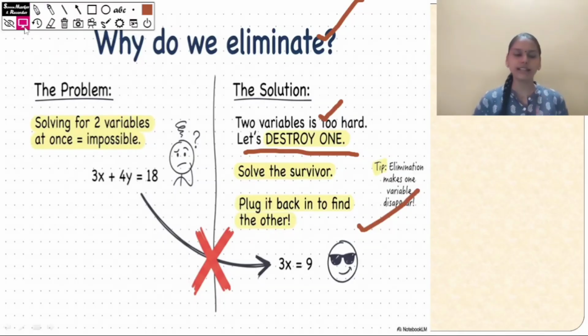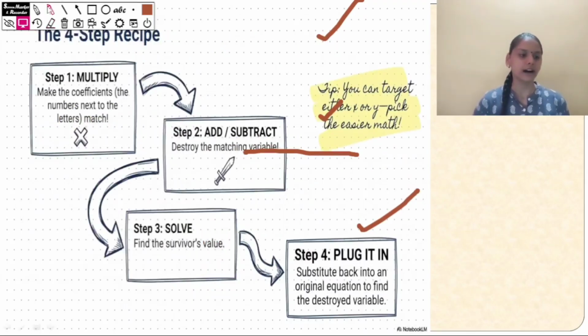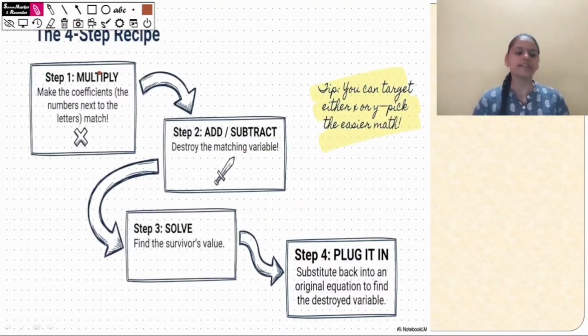Before solving using the elimination method, we will look at the steps. What should we do? Yes, let's look into the steps. What should we follow? First is multiply: make the coefficients, the numbers next to the letters, match. For now, just go through the steps. As we move on, I'll explain. If you have watched my previous videos, you know how I teach. First we will just look at these steps, and then while solving one by one, I'm going to explain it to you.